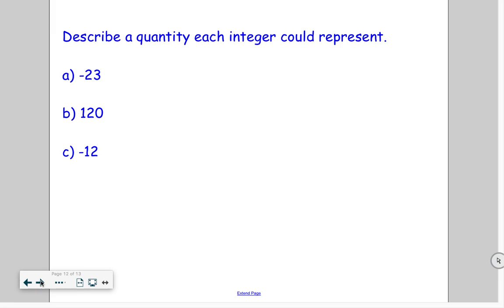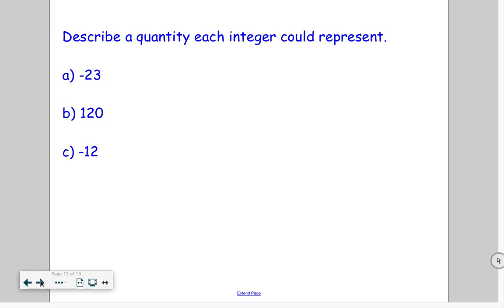How about you win 120 points, or you have 120 points in a game? Could basketball be 120 points? Happens all the time in the NBA, right? Yeah. That one team has 120 points. Okay, record something for 120 in your notes. Finally, -12.